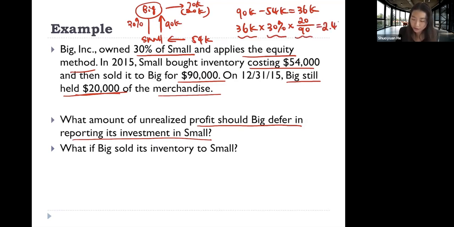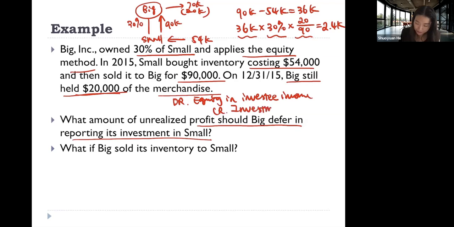So that's 2,400. And the journal entry here is to debit equity in investee income, credit investment account for 2,400. And of course, if Big is finally able to sell this 20,000 inventory to a third party, maybe in the next year, Big can reverse this journal entry in the next year, which is just to debit investment account, credit equity in investee income for 2,400.